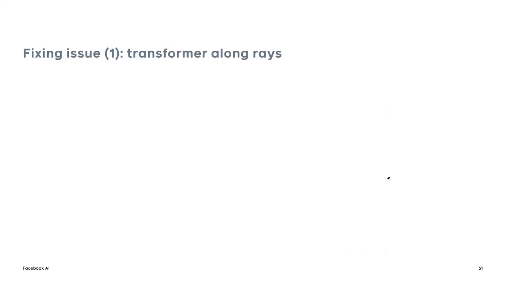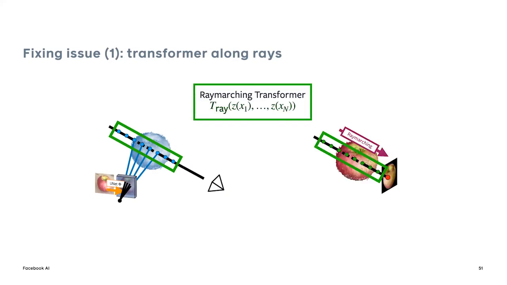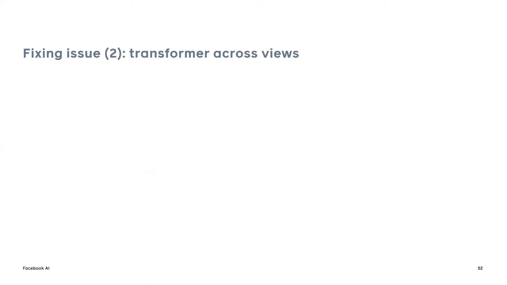And so how are we going to do that? Well, we're going to use transformers. So this is essentially a sequence of samples in space. If there is a sequence, then it's natural to use a transformer to pull information there. And so that's exactly the idea. Instead of just pulling the way NeRF does, we're going to use a transformer to do the pulling along the ray. Okay? And what about the other issue?